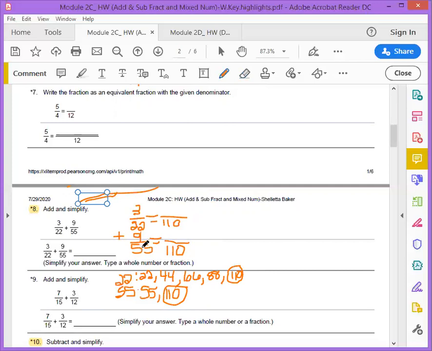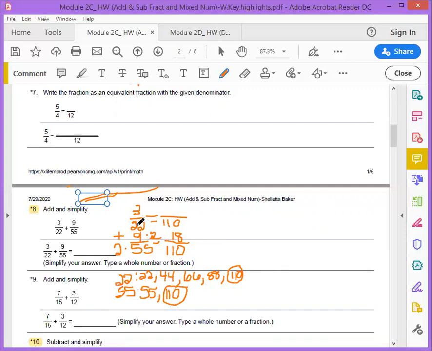Now, in order for us to change the bottom fraction, the 55 to 110, we had to multiply that 55 times 2. Therefore, we also must multiply the numerator times 2. So 2 times 9 becomes 18 for the bottom fraction in the numerator.